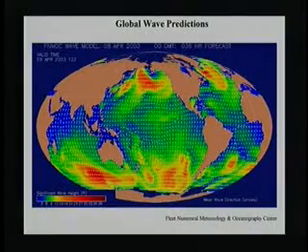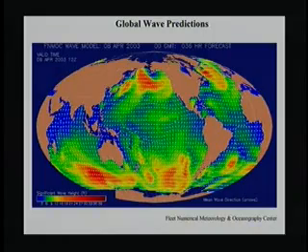So this sort of information is available on the web. This is output from the US Fleet Numerical Meteorology and Oceanography Center. That's one of the major prediction centers for ocean waves. The other major center is the European Center for Medium Range Weather Forecasting, ECMWF, which is based in Reading, England, and they put out similar forecasts.